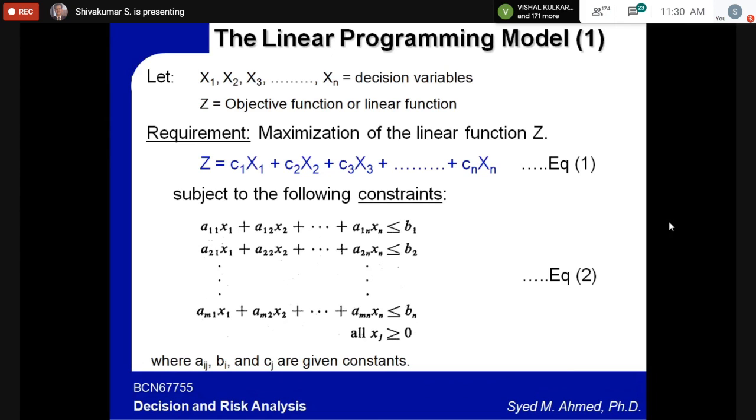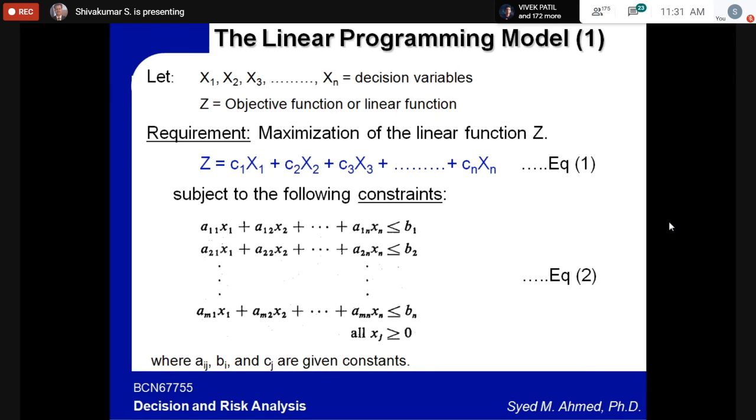It is nothing but a cost function. Either you are trying to maximize, and then it becomes a profit function, or you want to reduce cost, and then it becomes cost. So that can be either profit or cost. So the objective function is the requirement: maximization of the linear function z.